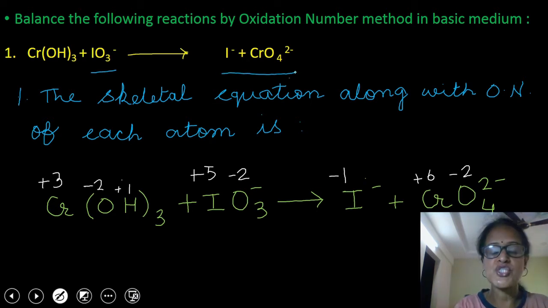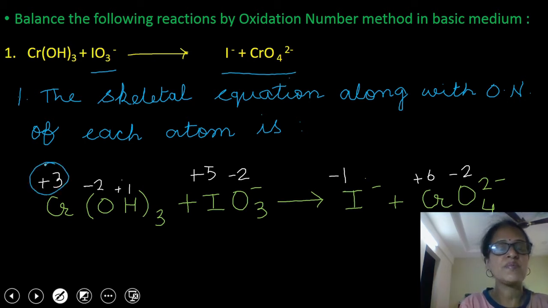So friends, the first step for balancing any redox reaction is to write the skeletal equation. And in the skeletal equation, you have to write oxidation number of each element above them. So I have written the skeletal equation here. Friends, skeletal equation is nothing but an unbalanced chemical equation. So in this skeletal equation, you can see I have written oxidation number of each element above it.